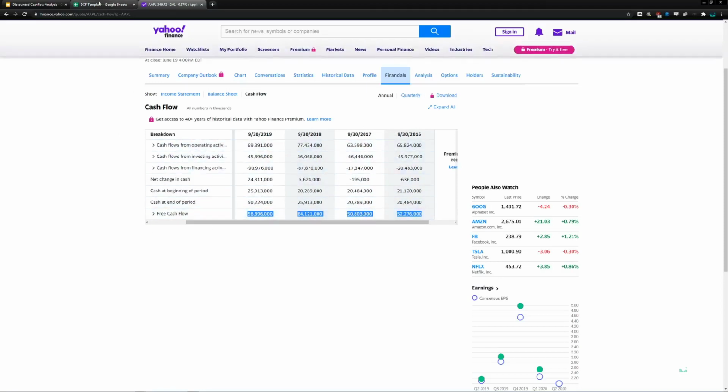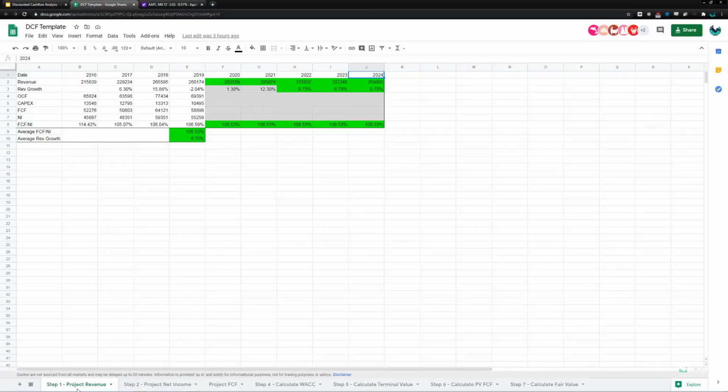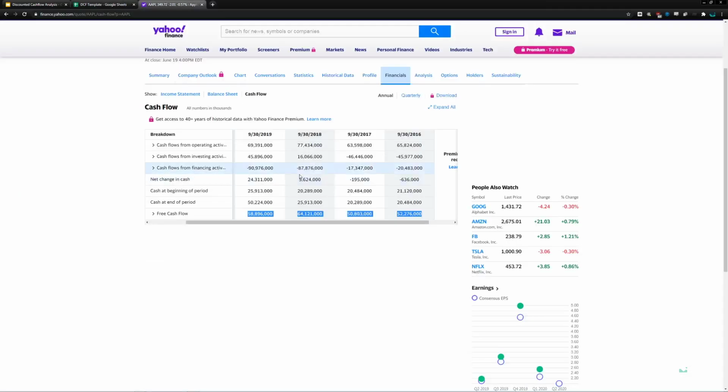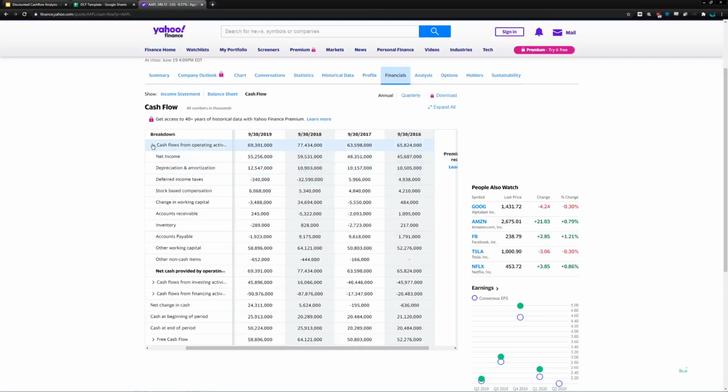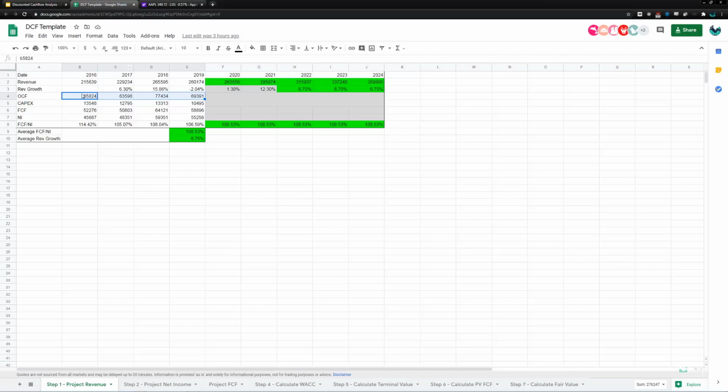So what I did was, in this template on step one, where we're projecting revenue, I copied in the operating cash flow. That comes from cash flows from operating activities right here. So 65.824 billion, 63.598. That's what these values are. So there's 65824, 65398, and so on out to 2019.